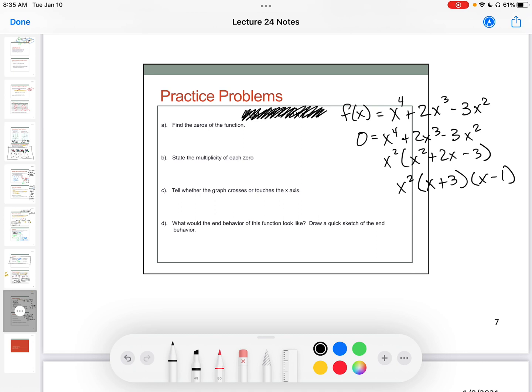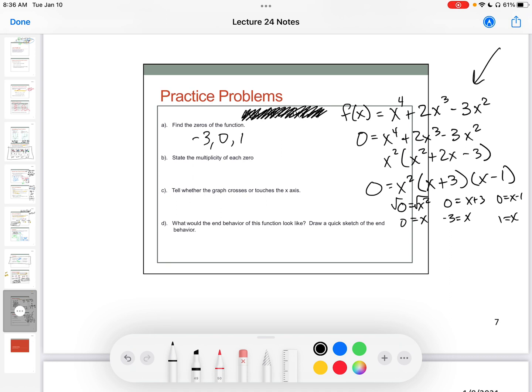So I'm setting each of these to 0. 0 equals x squared, take the square root, and I get that x equals 0. 0 equals x plus 3, so x equals negative 3. 0 equals x minus 1, so x equals 1. So my zeros are negative 3, 0, and 1. Basically what I'm showing you is that you may have to factor to solve some of these too.